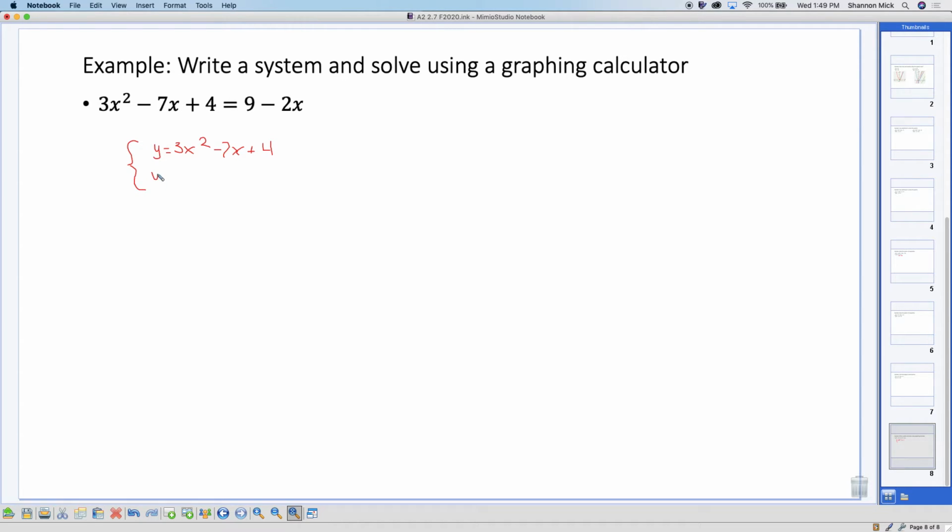Okay, and what? Y equals, okay, hopefully you guys have this written down, because what are we going to do with this now? Put it in our calculator, so go put it in your calculator. And these are equals, so I'm looking for the what? Where they do what? Where they intersect.